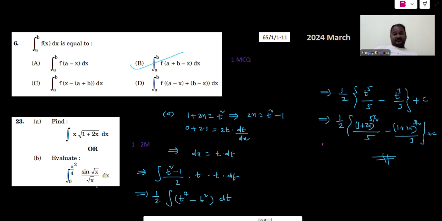Alright. So coming to the next problem. What is the next problem given here? Integral 0 to pi square by 4 sine root x divided by x.